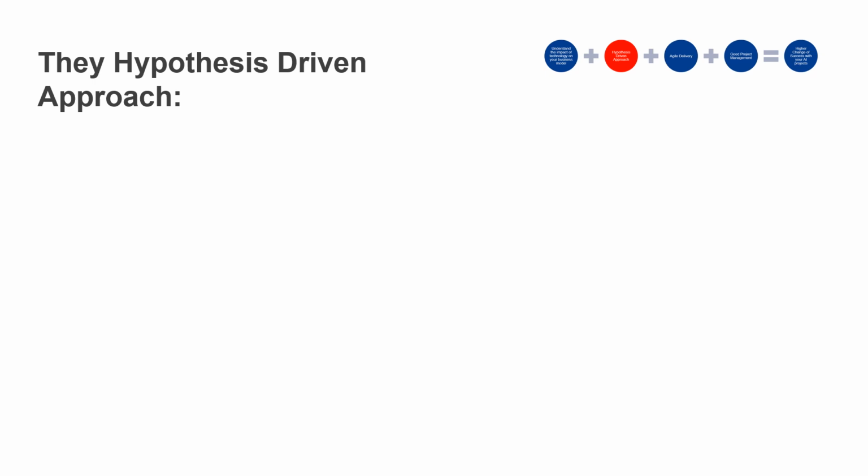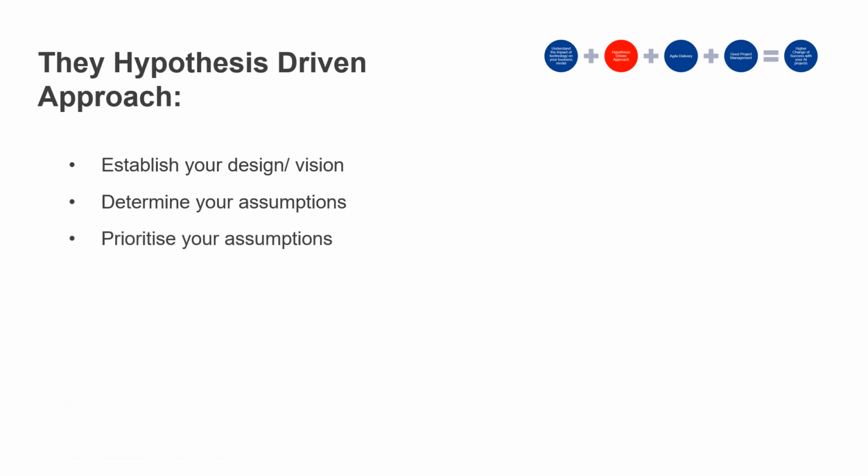So what is the hypothesis-driven approach? What are the key steps? Well, the first thing is you want to establish your design vision. What is this solution going to try to achieve? What do you want to achieve in terms of solving a problem? Then you're going to determine your key assumptions around that. Assumptions might include what technology you're going to use, what's the business process, what's the business model, how you're going to approach it, how you're going to deploy it. Then you're going to prioritize those assumptions, saying which are the more important ones that are more fundamental in terms of the success of your project or your idea.